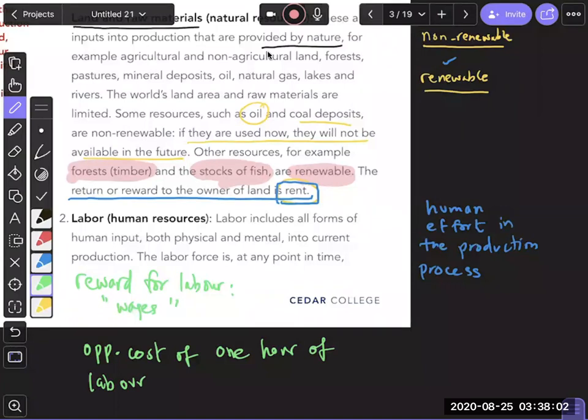Maham, good job. In economics, we say leisure is that 1 hour of chilling at home, watching TV, hanging out. So let's say you decide to work for 1 hour, you get wage, but you could have used that hour to hang out with your family, hang out with your friends, watch TV, and so on and so forth. So the opportunity cost of labor becomes leisure.